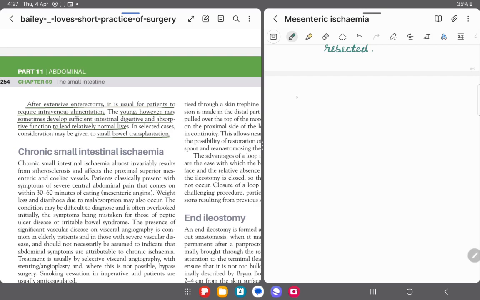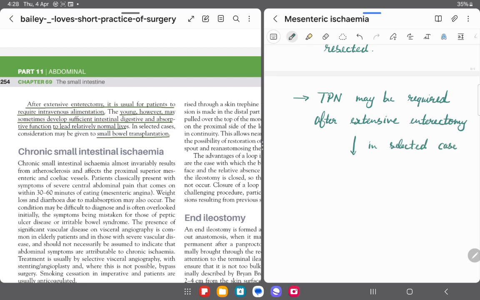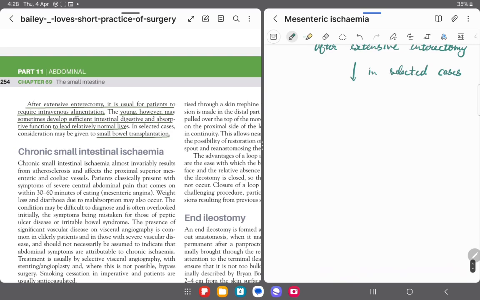And TPN may be required after extensive enterectomy. And in selected cases, we can go forward with small bowel transplantation.